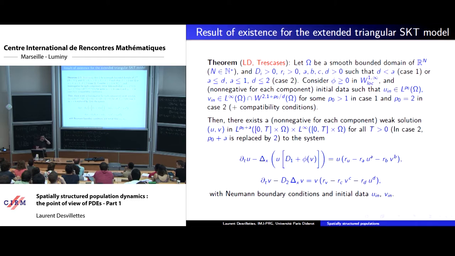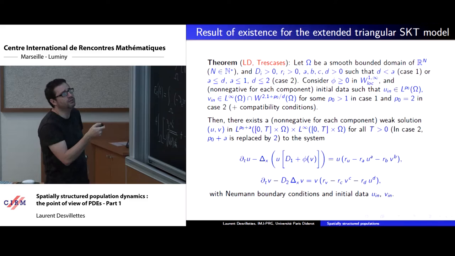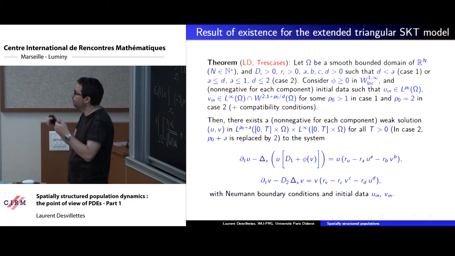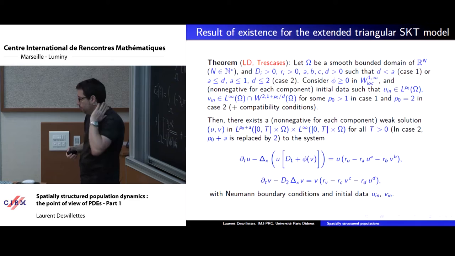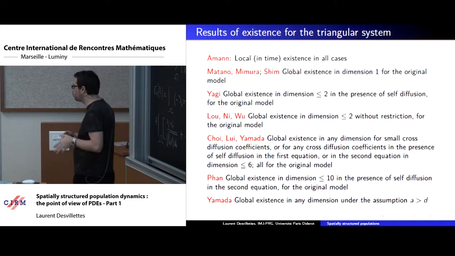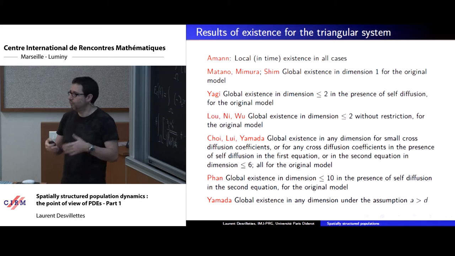And then we get a weak solution to this, a weak solution which lies in a certain LP space for U and in L infinity for V, with Neumann boundary condition and the initial data. So actually this approximation procedure, which really came from modeling issues, is also a way of getting existence of solutions for the problem, which is, I think, unexpected. Actually, there is a long list of papers in which people try to get existence in more and more general versions of the SKET system, so I've quoted here a certain number of them.